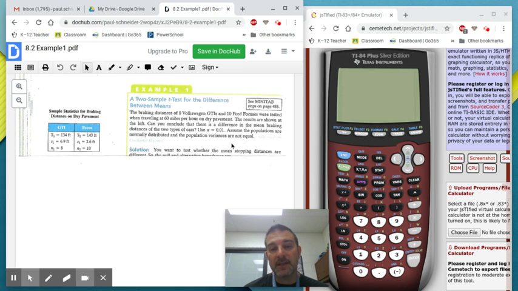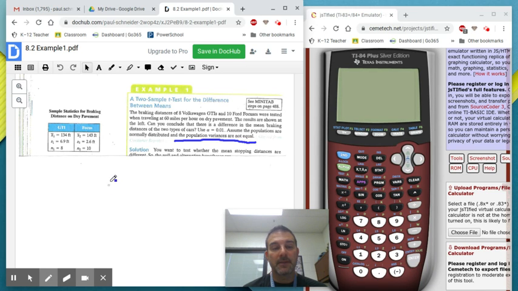Now, these things right here are important. We're going to assume that the populations are normally distributed, because if they weren't, then we couldn't use this method. And then here's a new thing: the population variances are not equal. I'll show you where that comes into play as we go on. It's going to come into play when we plug some things into our calculator app over here.